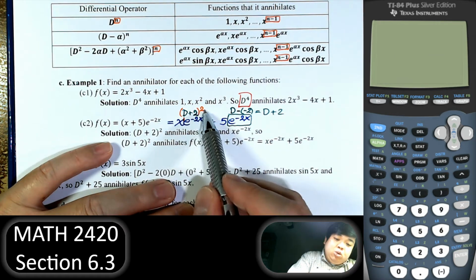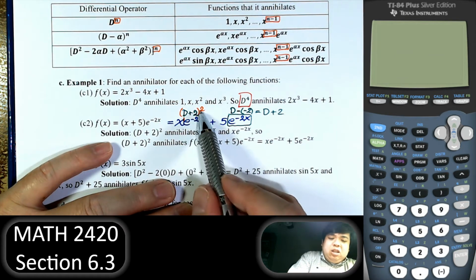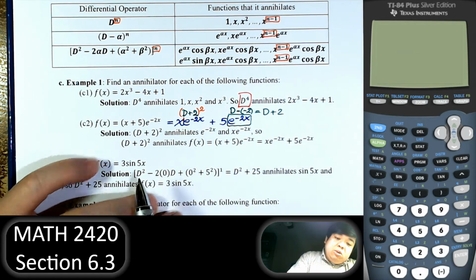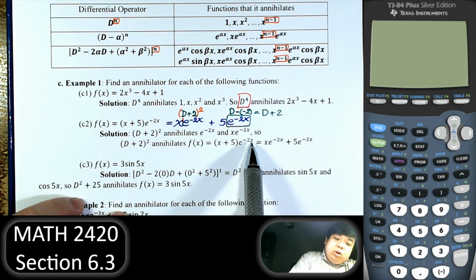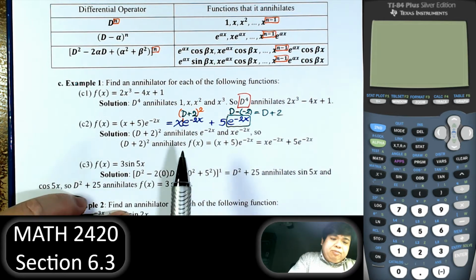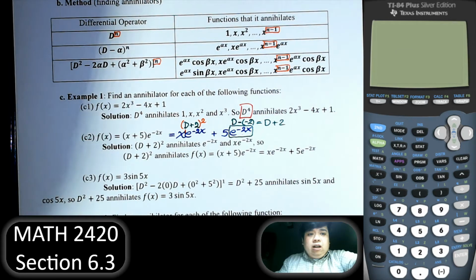Yeah, (d+2)² will annihilate this. And because (d+2) annihilates this, suddenly (d+2)² will annihilate this. So that's why, when we put them together, we're going to use (d+2)². So in general, we might have a polynomial.